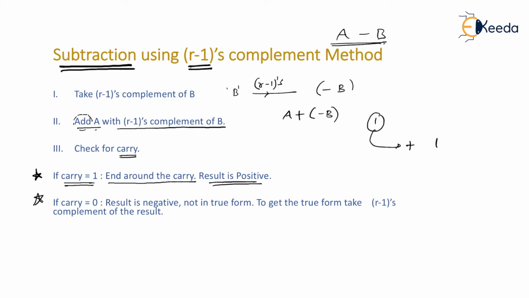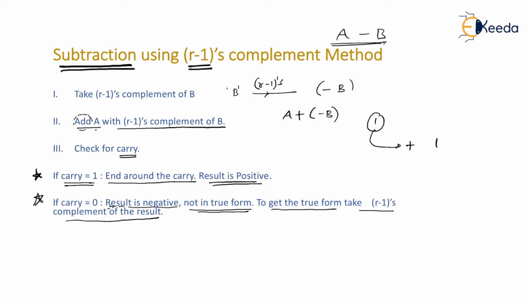Let's see the next possibility and the only possibility left, that is, if carry equal to 0, they are saying that the result is negative. The result is negative, not in the true form. And to get the true form, take r minus 1's complement of the result. By reading this step, you may not understand that. But still, just take them as steps to be followed, and we will take the example and then only you will understand it.